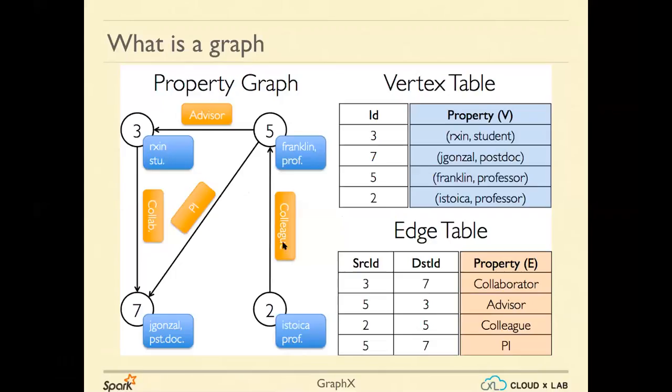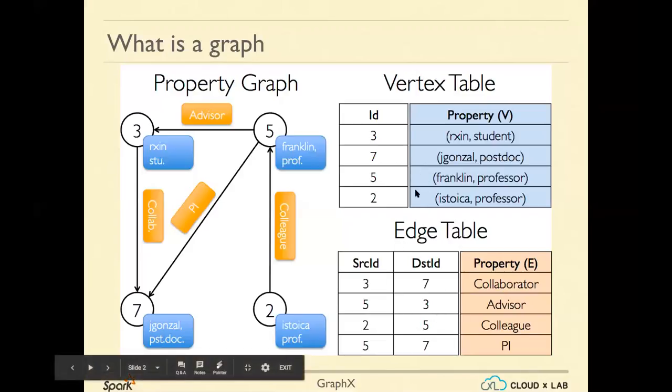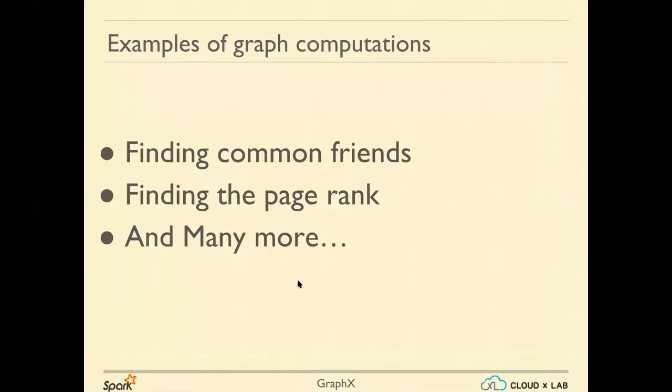This kind of graph basically has names for edges as well as names for the nodes. Generally, this is the visual form of the graph, but we generally represent a graph as 2 tables. One table representing vertices, second table representing edges. So this is the way we usually represent a graph. There are many examples of graph computation. For example, finding common friends, finding the page rank, and many more.